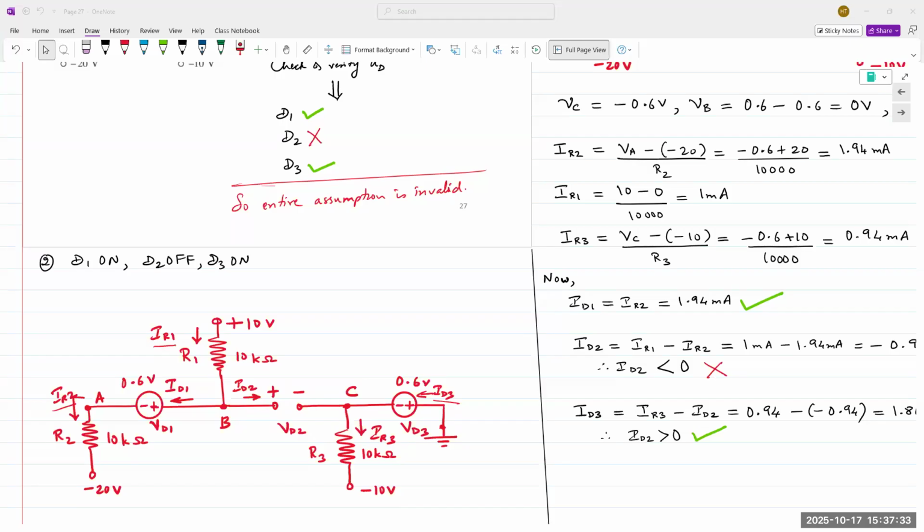Does everybody understand? So we are assuming that D1 is on, D2 is off, and D3 is on. So for D1 and D3, the currents must be positive, but for D2, the voltage must be negative. Current obviously would be 0. We can see that there's a break in the circuit, so current flowing to the diode would automatically be 0. But the diode voltage VD, anode positive, cathode negative, VD2 must be less than 0. Otherwise, our assumption cannot be verified.